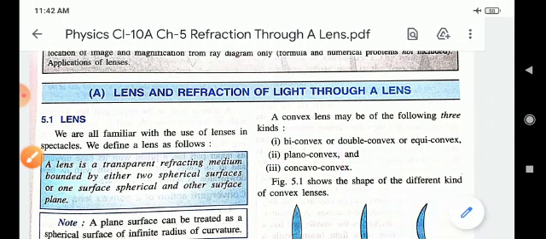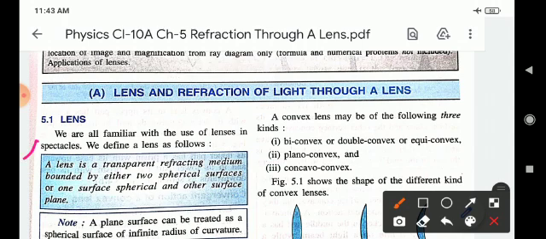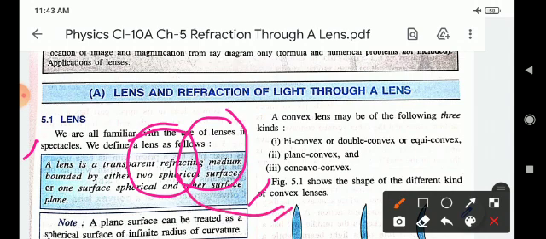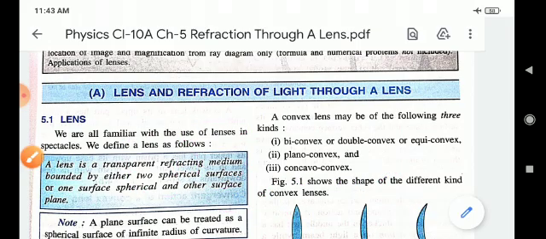Very important definition, children. Lens. A lens is a transparent refracting medium bounded by either two spherical surfaces or one surface spherical and the other surface plane. For example, two spherical surfaces means this is a spherical surface. It is a lens. Convex lens. It is a convex lens.